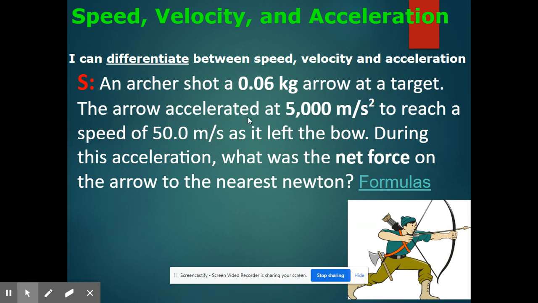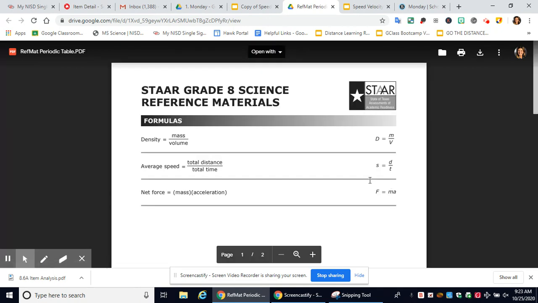The arrow accelerated at 5,000 meters per second squared to reach a speed of 50 meters per second as it left the bow. During this acceleration, what was the net force on the arrow to the nearest Newton? So you would go to your STAR reference guide and you would find your formula for net force.